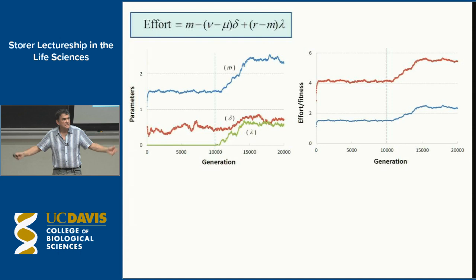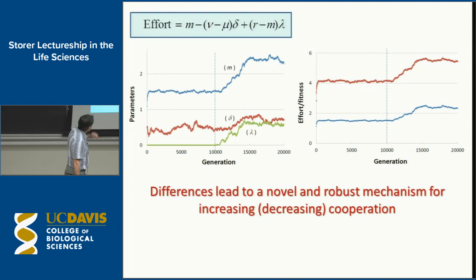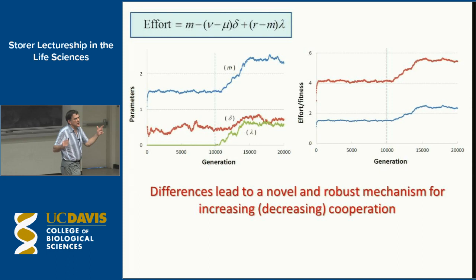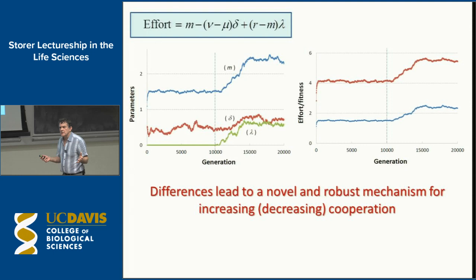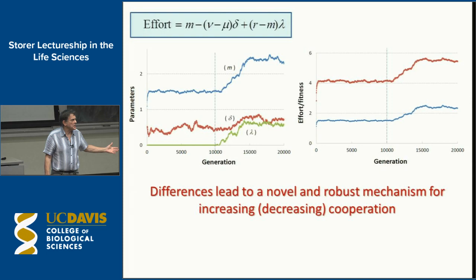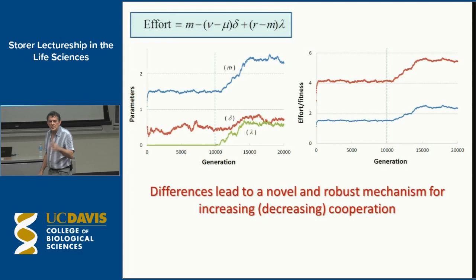And this is a novel mechanism for increasing or decreasing cooperation. I should say that models of cooperation typically focus on the prisoner's dilemma. And the prisoner's dilemma is a very strange game. It's a game in which the best thing to do is to always defect, regardless of what your partner does. It doesn't matter what you know about them. You just defect. That's a slightly odd game.